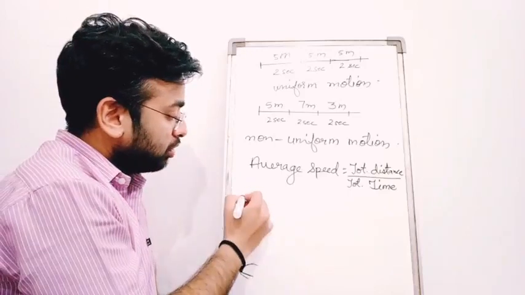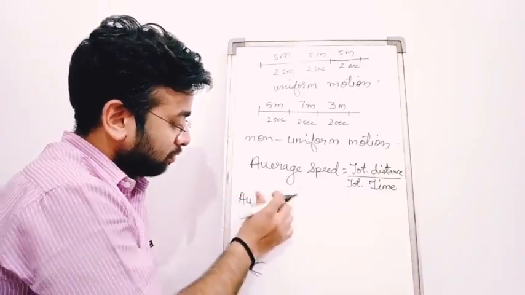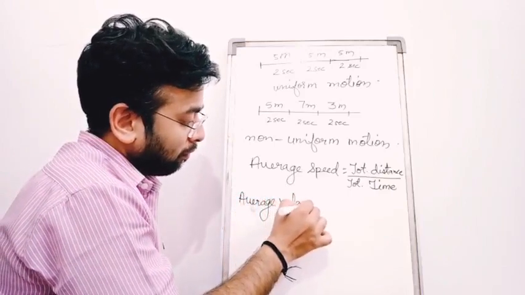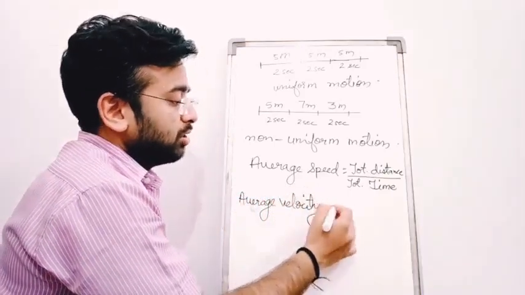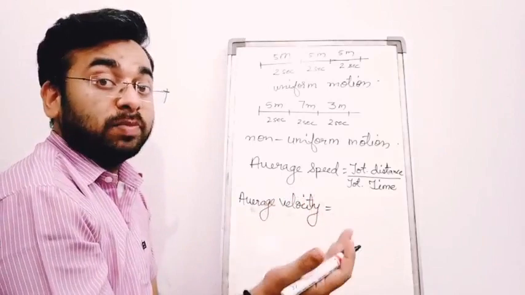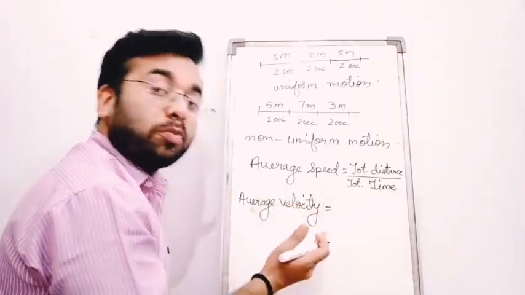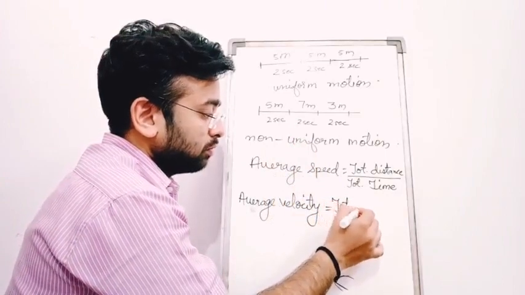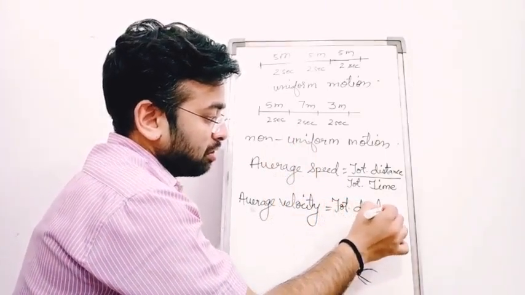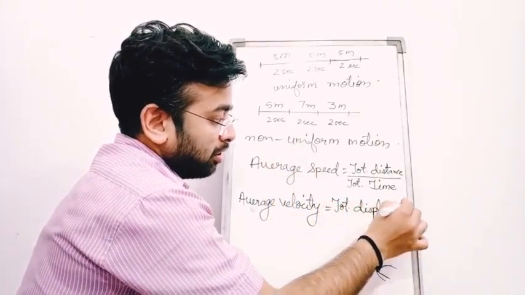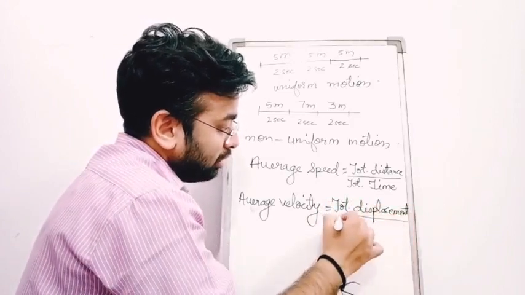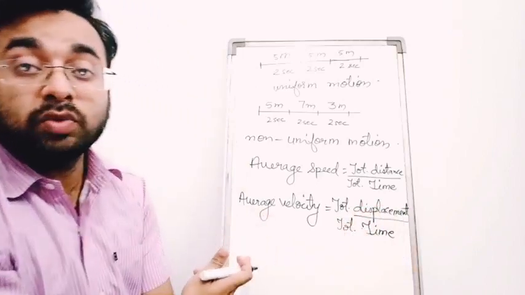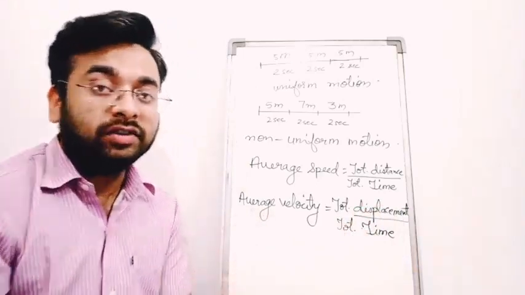Now similarly you can obtain average velocity, displacement upon time. Similarly, to obtain the average velocity, what you need is total displacement over total time. This is what you need to obtain average velocity.